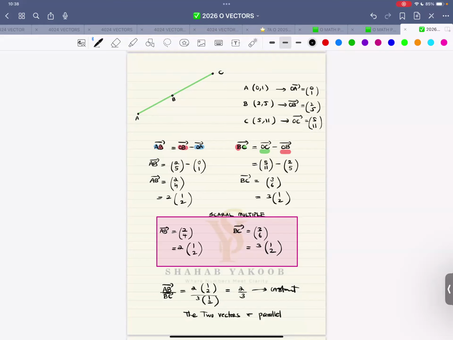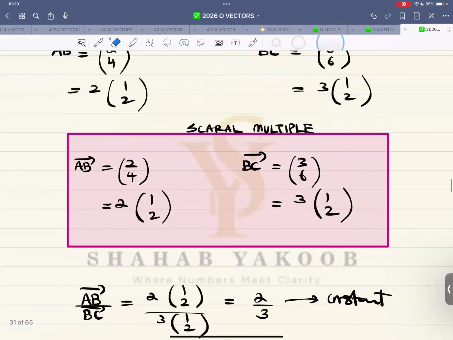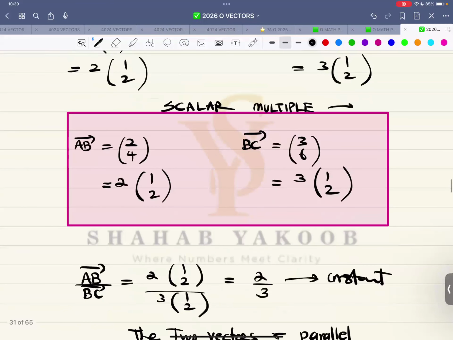Okay. So if two vectors are divided and they give me a constant, the vectors cancel out. That means they are scalar multiples. For some reason, I wrote the wrong spelling of scalar. Let me write it properly: S-C-A-L-A-R, scalar multiple. That means they are parallel vectors.